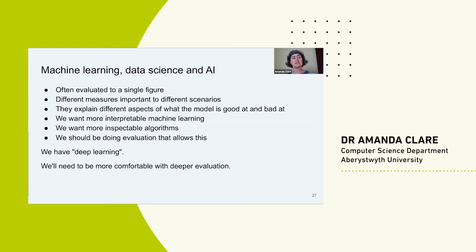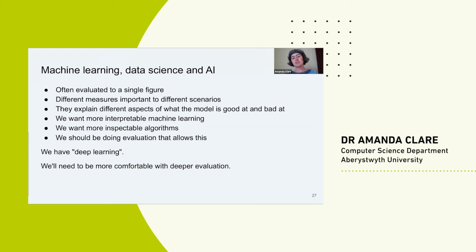And this is linked into the whole push now for more interpretable machine learning. We want inspectable algorithms. We want to understand what the machine learning is doing and who it will be bad for and who it will be good for, and in what cases we should be considering improving the system. And we should then be doing bigger, better evaluation that allows this inspection.